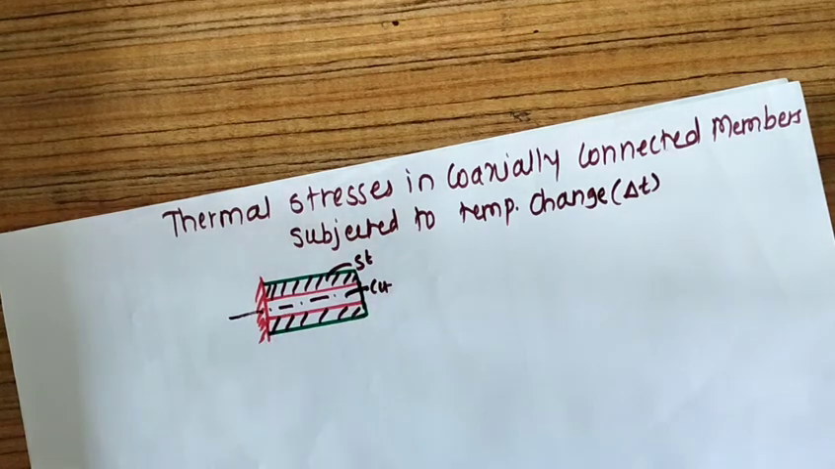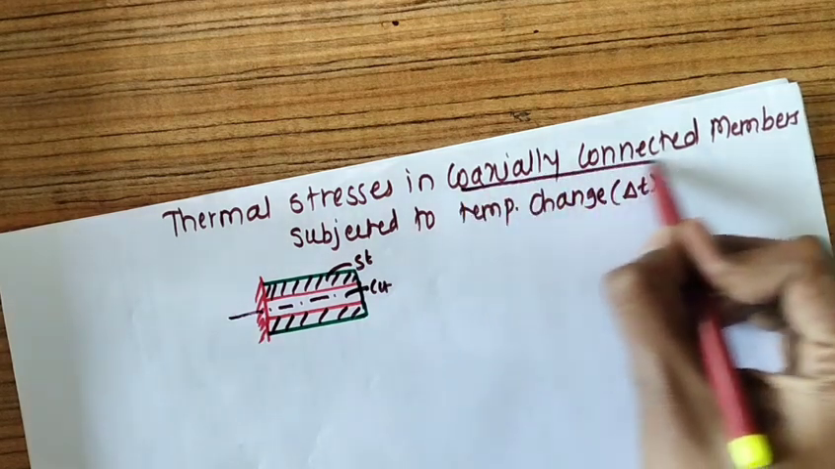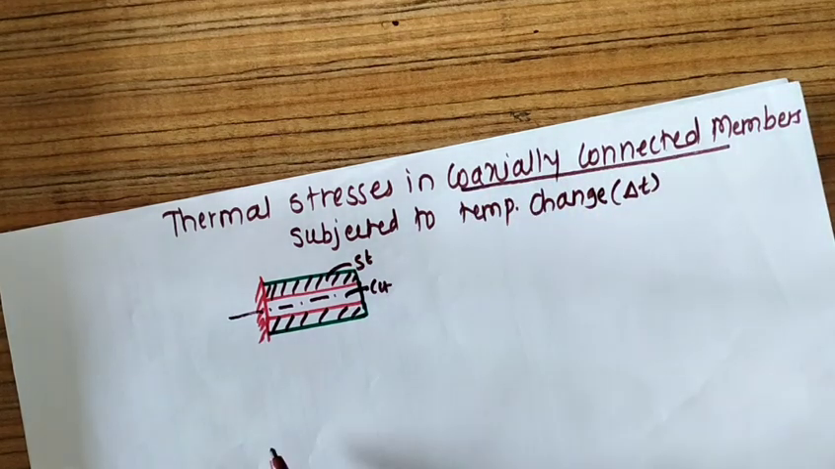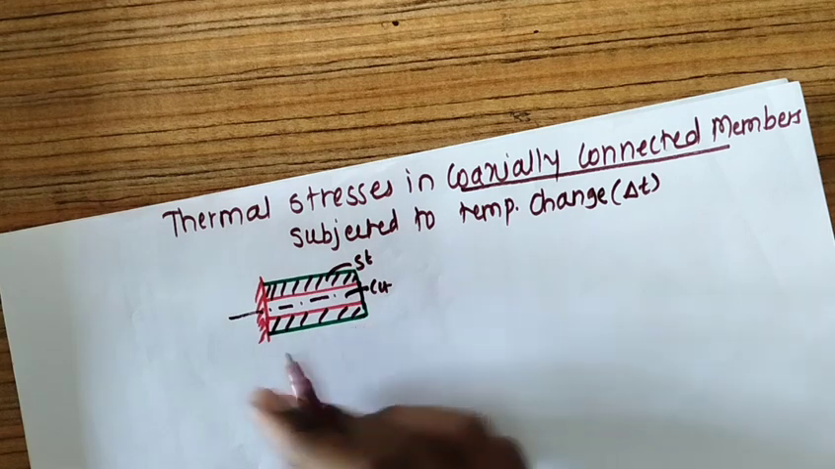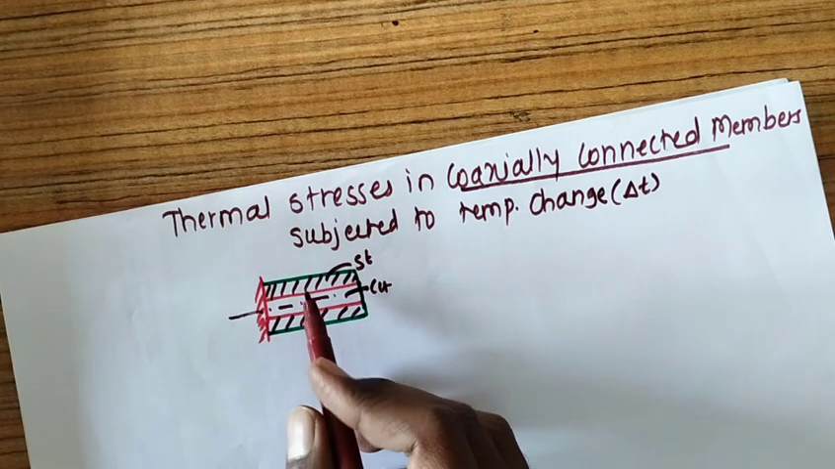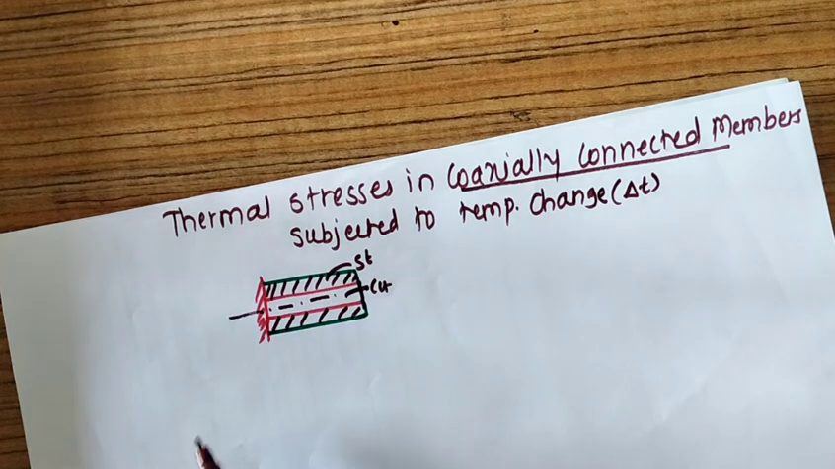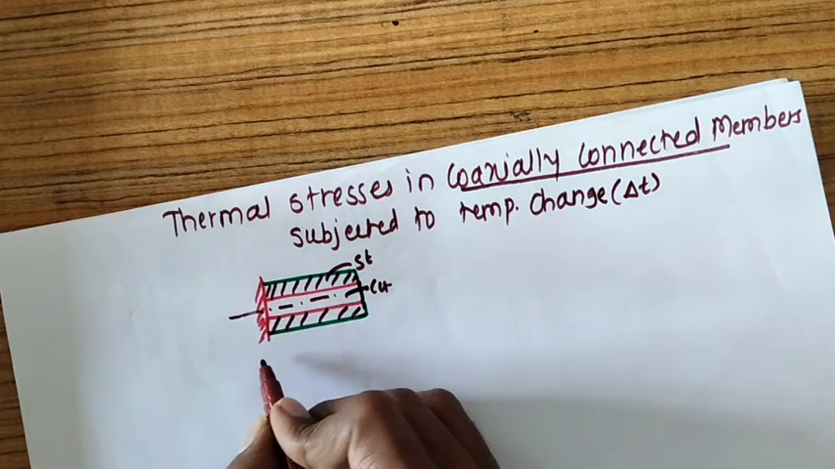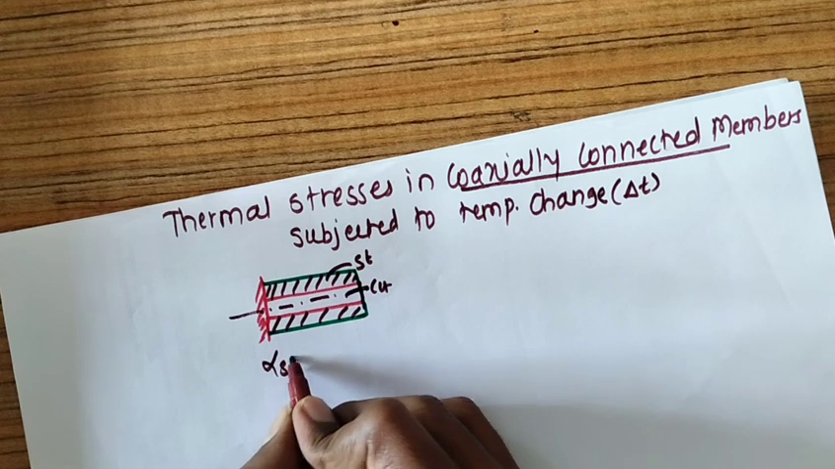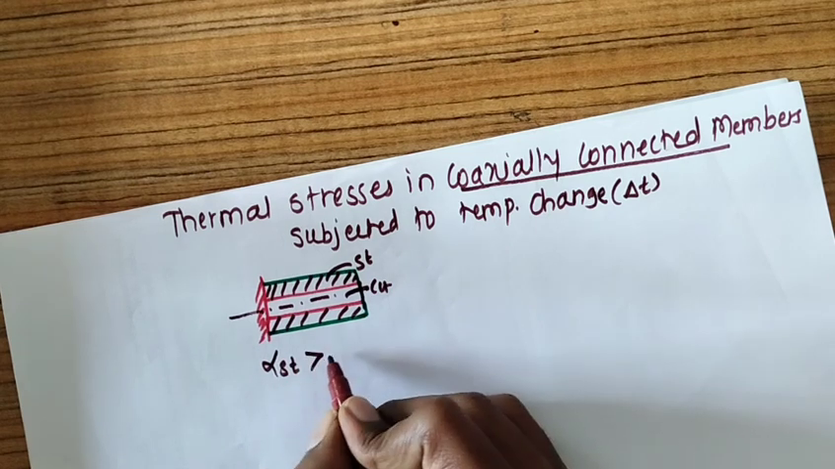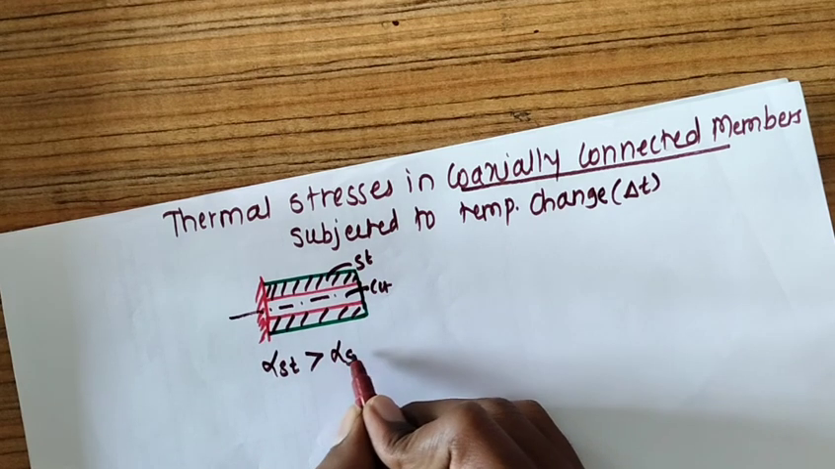Now, how to find stresses in this kind of members, that is, in coaxially connected members? Of course, we are talking about thermal stress. To understand this, we have to assume that the coefficient of thermal expansion of steel and copper is different. For our case, let's assume that the coefficient of thermal expansion of steel is greater than the coefficient of thermal expansion of copper.